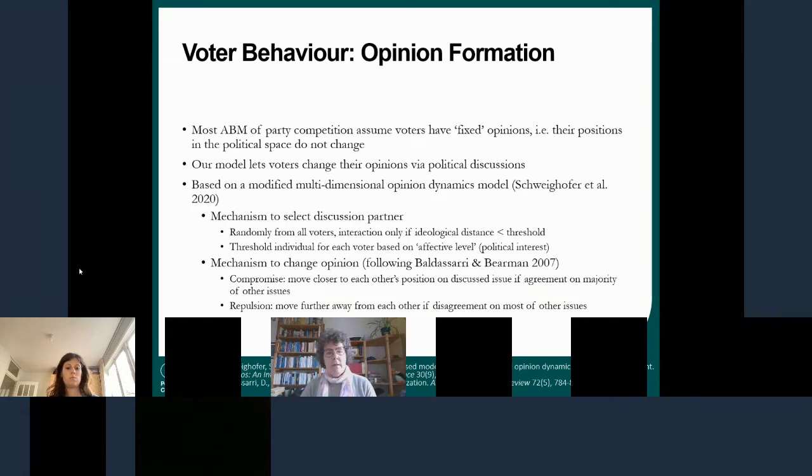Then two things can happen when two people interact and discuss politics with each other. They can either move closer to each other if they agree on the majority of the other issues, so they find a compromise, or they move further away from each other if they disagree on most of the other issues.